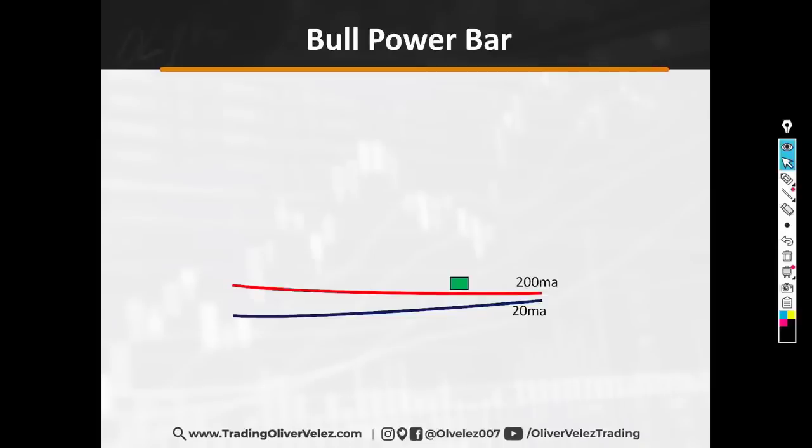Now look at the 20-period moving average, look at the 200, look at the narrow state, and let's assume this is the first bar starting above that narrow state. Now it doesn't matter whether the narrow state is with the 20 below the 200 or the 20 above the 200. Sometimes one is going to be beneath the other, and sometimes above. It's the space that matters, the narrow state that matters.